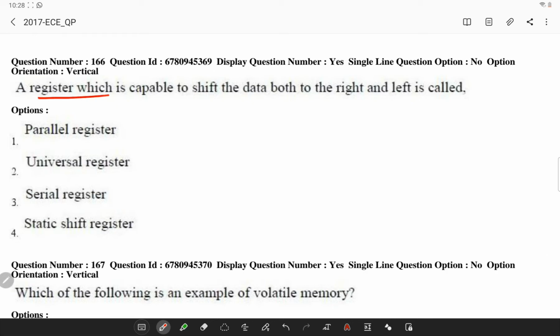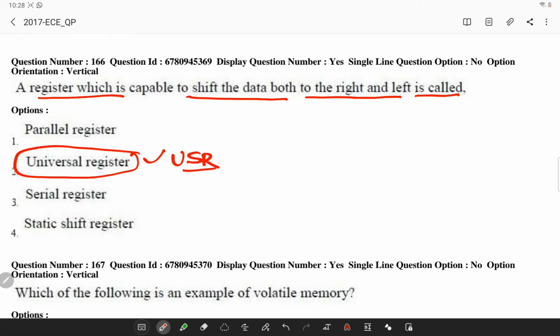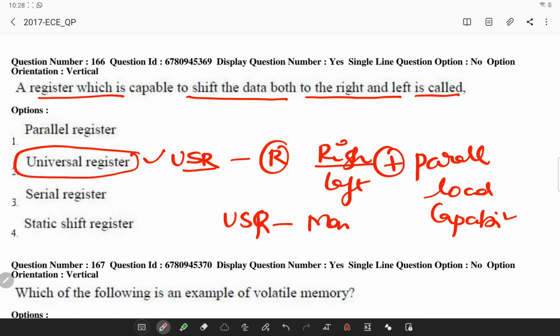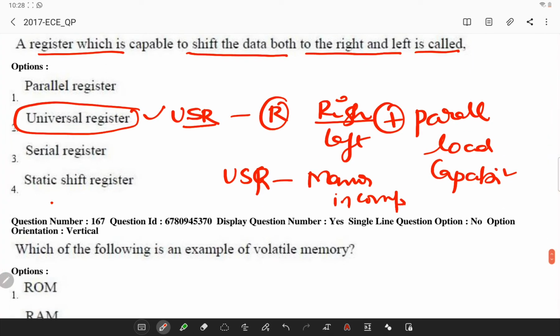So a register which is capable to shift data both to right and left is called a universal shift register. So remember, a universal shift register is a register which can shift either to the right side or to the left side, plus it has parallel load capabilities. Remember, universal shift registers are basically used as memory elements in computers. Also remember, there is a concept called unidirectional shift register which is capable of only one particular direction of movement.